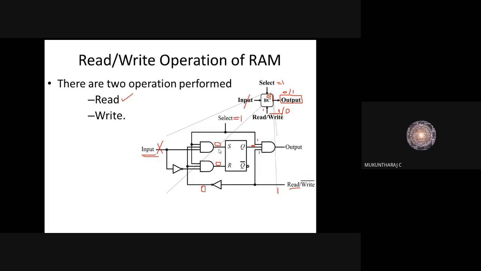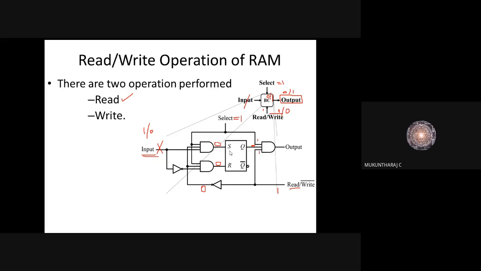Okay, so we are making 0 0, right? So the input may be logic 1 or logic 0. That should not be allowed to the SR flip-flop. Okay, the inputs are blocked by these 2 AND gates. Right? Is it clear? Right.